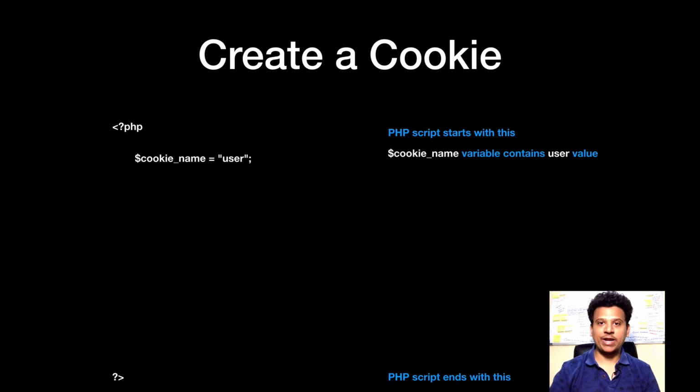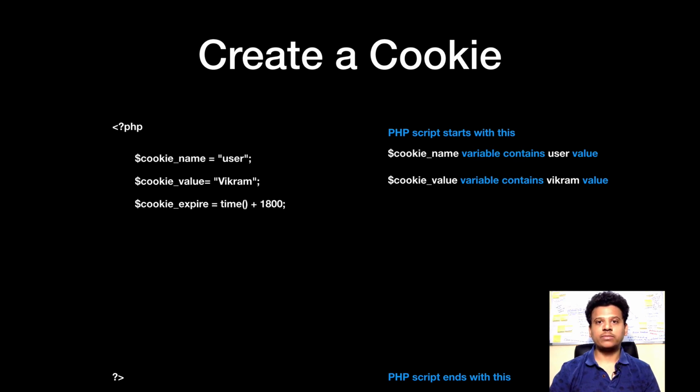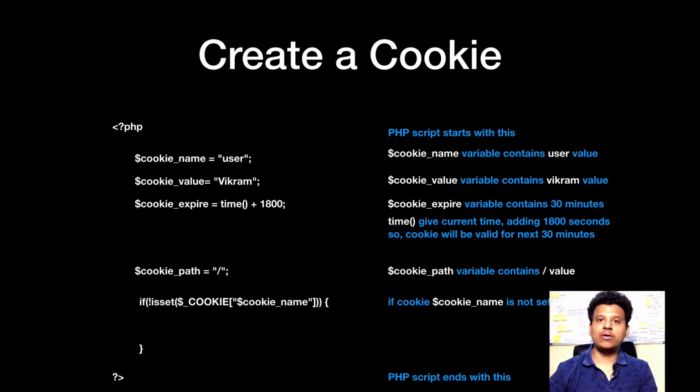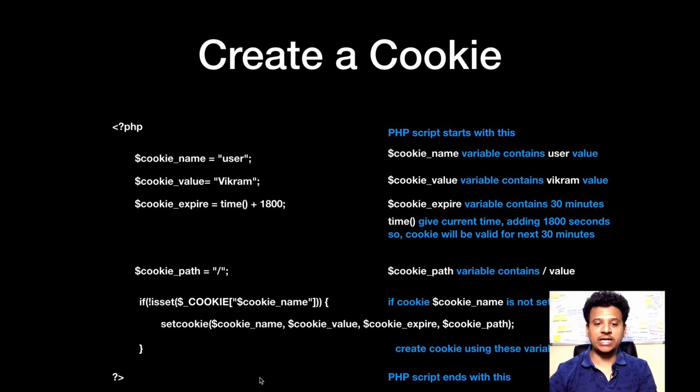Now let's once again see the modified program. So our PHP code starts with this, ends with this. After that we created a cookie name variable, we gave the value user. Then cookie value variable, we give the value Vikram. Then cookie expire. Then cookie path. Now we want to check if the cookie name is set or not. For that we use the built-in PHP function isset. We are checking if the cookie is not set, and we are accessing the cookie name using the super global $_COOKIE. Then we check if this cookie name, that means the user cookie, is set or not, and if it is not set, then only set the cookie.